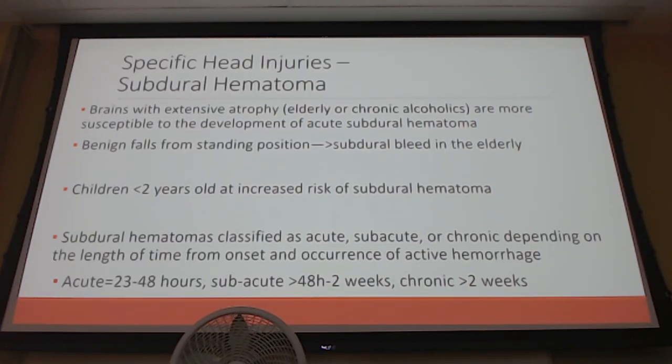The reason we see it in elderly patients and alcoholics is that we have atrophy of the brain, so there's a lot more space in there, which is why we see these lesions more frequently in them. And then we have a ton of benign, small falls in these patients. Like I said, it's probably the most common thing we see in the trauma room, an elderly patient who fell and hit their head.